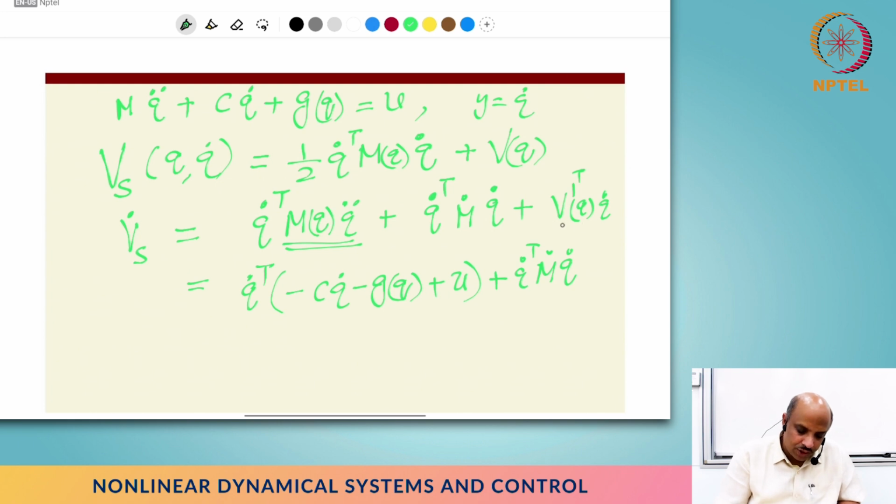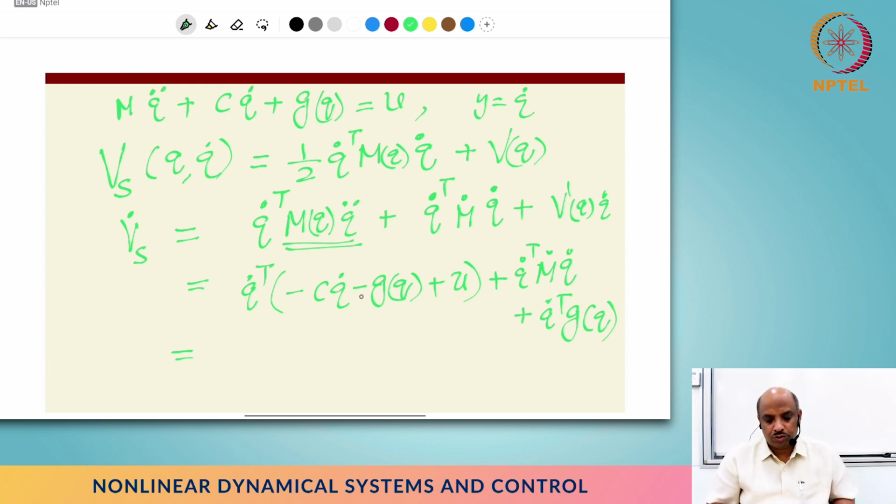I'll have a q dot transpose, which is y transpose, so I'll have y transpose u, that's coming from this. This and this will get cancelled, and I'm going to get, of course, plus q dot transpose times M dot minus C times q dot, right? So this is the term that's a problem. Otherwise we could have concluded passivity, V dot is equal to y transpose u, passivity and lossless, right? But we know that this is a skew symmetric matrix. Remember, d by dt of M minus C is skew symmetric.